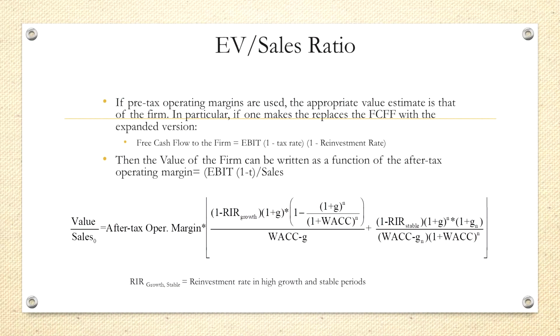And this EV to sales ratio can also be decomposed into several determinants such as operating margin, reinvestment rate, the growth rate, and WACC. If you use two stages, then you have different numbers for the two different stages, but here you see the fundamentals of the EV to sales ratio.